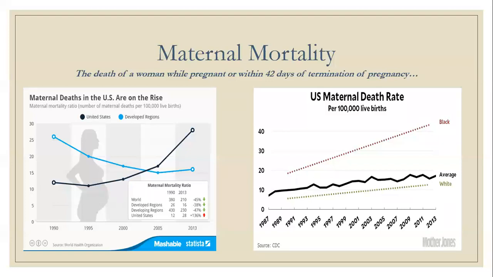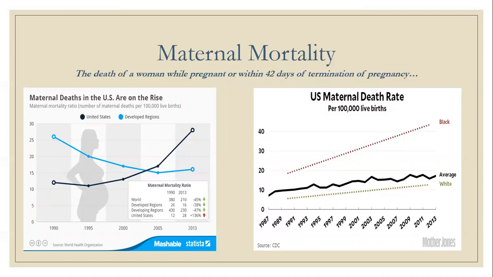When comparing the United States, which is represented by the dark blue line, to other developed regions, which is represented by the light blue line, we can see that from 1990 to 2013, there has been a steady increase in the United States, while there has been a steady decrease in other developed regions. According to the CDC, there are about 700 to 900 maternal deaths yearly today, which is more than double what it was in 1993.